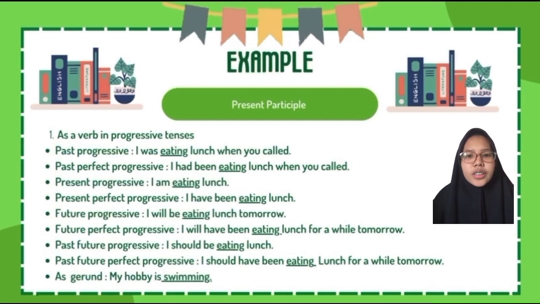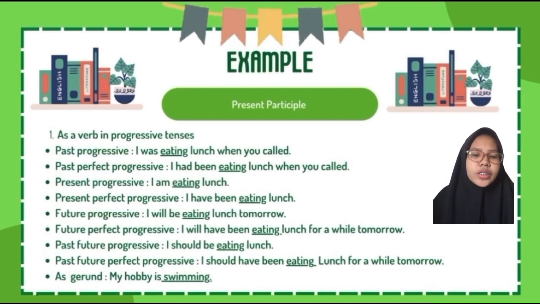In progressive tenses, such as past progressive: I was eating lunch when you called. Past perfect progressive: I had been eating lunch when you called. Present progressive: I am eating lunch. Present perfect progressive: I have been eating lunch. Future progressive: I will be eating lunch tomorrow.